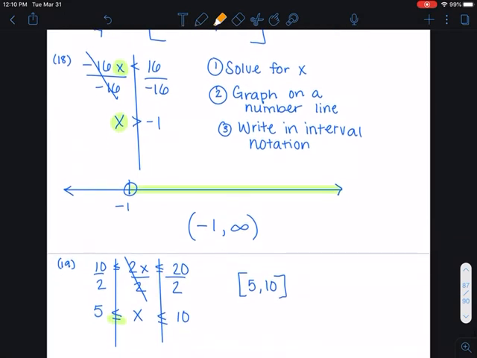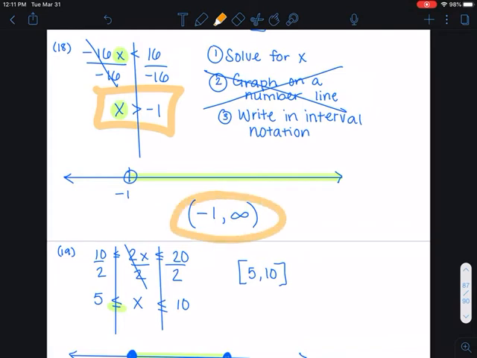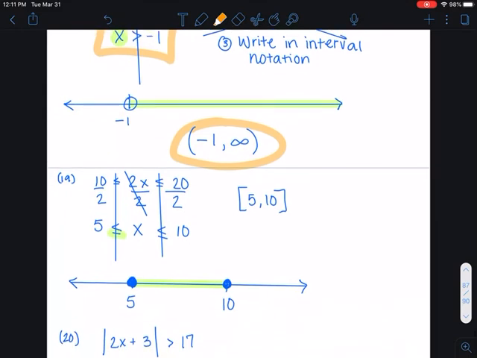18, we solve for x. Graph on a number line, write the interval notation. On the test, you will not have to graph on a number line. You will just write it in interval notation. Alright, so we solve for x. x is greater than negative 1. So this would be your answer on the test, is writing it in interval notation.